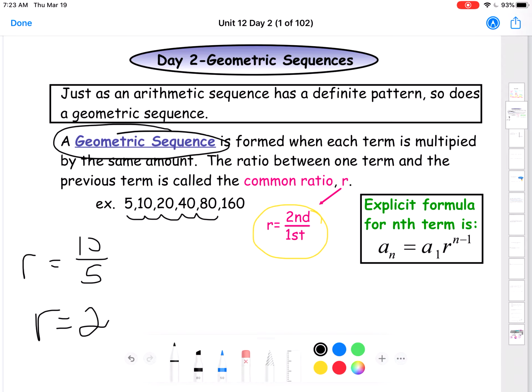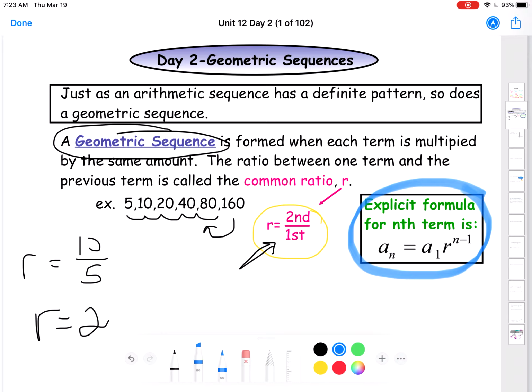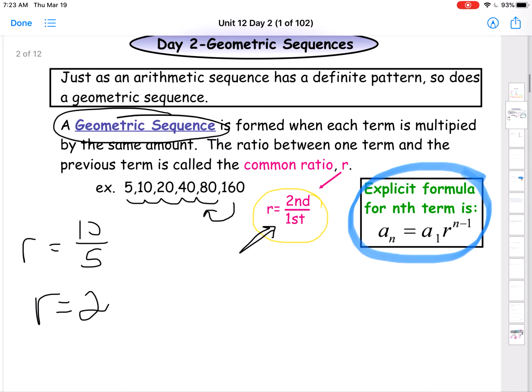Remember, you don't have to be right next to one another. If I did 60 divided by 80, I also get 2. Just like the arithmetic sequence had an explicit formula, geometric has its own explicit formula as well to find any term in the sequence.